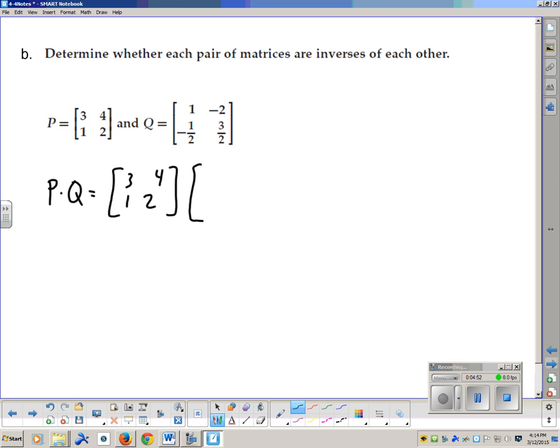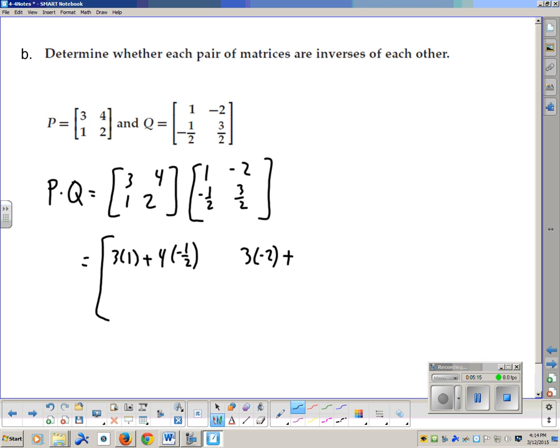We're going to multiply that times 1, negative 2, negative 1 half, 3 halves. So you got row 1, column 1. So 3 times 1 plus 4 times negative 1/2. And then I've got row 1, column 2, which would be 3 times negative 2 plus 4 times 3/2.